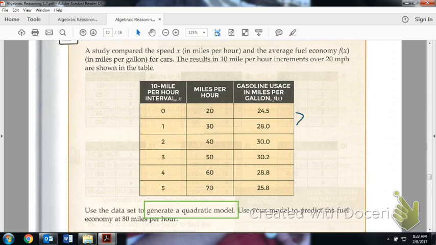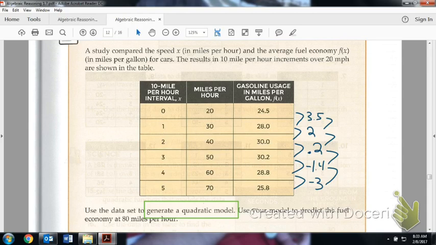So 28 minus 24.5, that is 3.5. 30 minus 28, that's 2. 30.2 minus 30, that's 0.2. 28.8 minus 30.2, that is negative 1.4. Good. And then 25.8 minus 28.8 is negative 3. So obviously this isn't linear. But we'll go ahead and make the second differences.